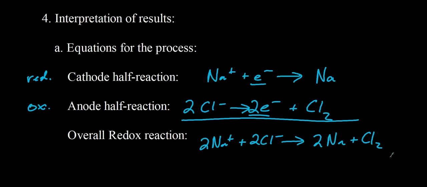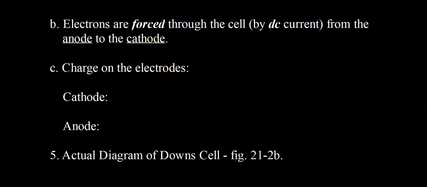1 molecule of chlorine. So in this electrochemical cell, electrons are forced through the cell by the DC current, direct current, from the battery. Don't have to worry about what that means exactly. The electrons are going from the anode to the cathode. Charge of the electrodes, again, we talked about this before. In an electrolytic cell, the cathode is the negative electrode and the anode is the positive electrode. And as mentioned before, there's an actual diagram of an actual Downs cell on page 794 in letter B.